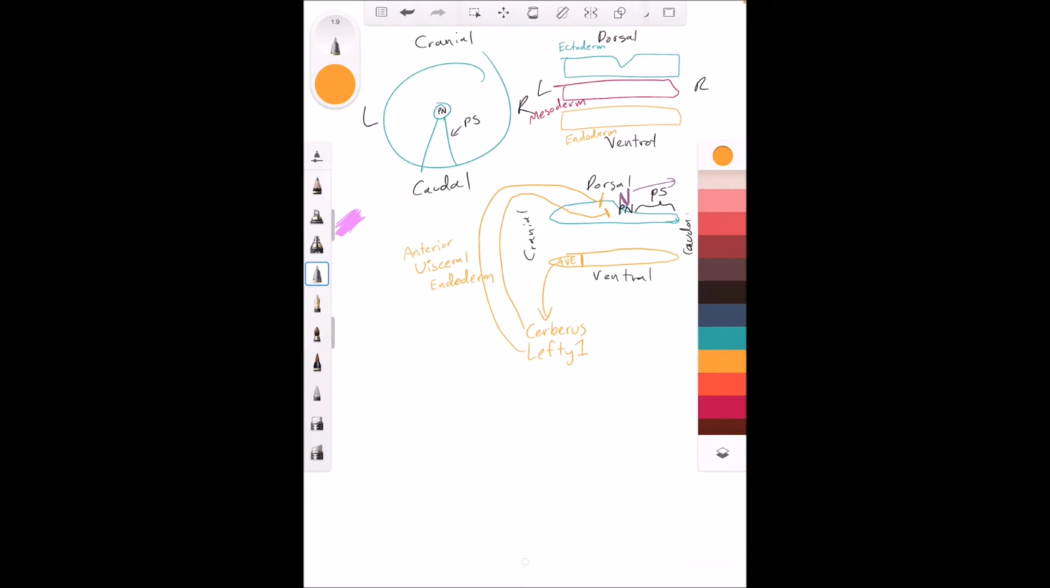How can you remember these protein names? Cerberus is the three-headed dog, and it makes sense that it would be expressed on the head side of the embryo, on the cranial side of the embryo. Lefty1 is generally pretty important, and we'll see it later, so hopefully it'll stick.